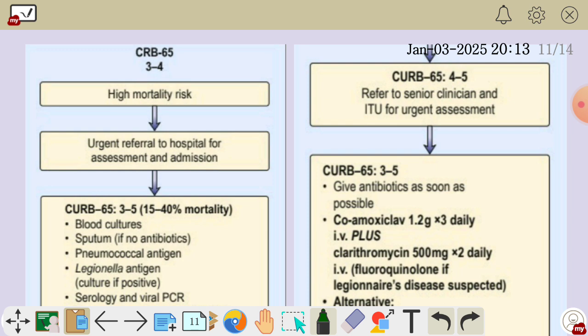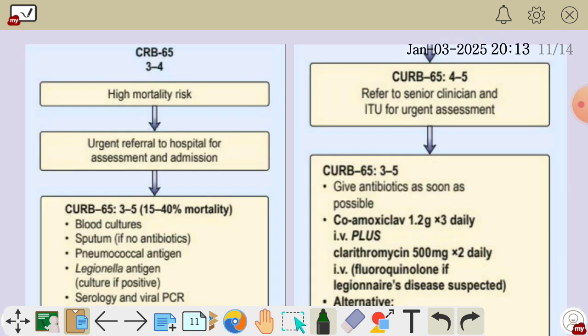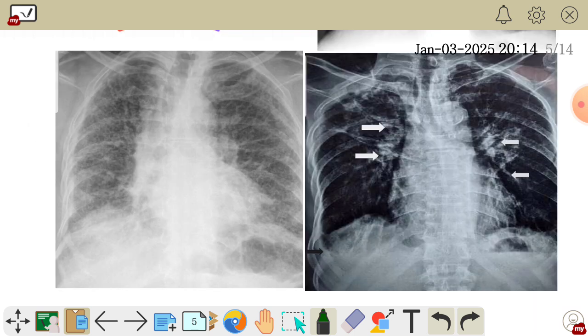Okay, so if Legionnaire disease is suspected, then we give fluoroquinolone. Now, what other investigations can we do apart from just using the CURB-65? We can look at a chest x-ray. The chest x-ray will show consolidations, as we observed on this slide. It can help us examine if we have consolidations and opacities, and it can also help us differentiate how severe the infection might be.